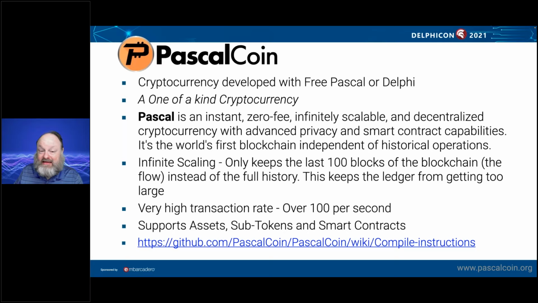I did want to also call out Pascal Coin. Pascal Coin is a cryptocurrency that is written in Free Pascal and Delphi. You can find out more about it on its website, it's right down there in the lower right-hand corner, pascalcoin.org, and it's available on GitHub. It tries to solve some different problems based on Bitcoin. It evolves from Bitcoin, if you will, but it's interesting. You can take a look at it. It's pretty cool. Like I said, it's written in Pascal. I'm not going to go into too much detail on it.